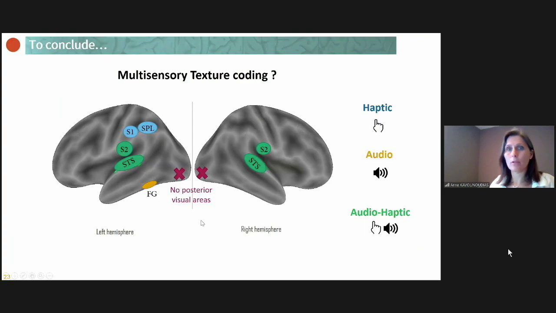In conclusion, this study showed that haptic texture seems to be coded in S1, S2, SPL, and the STS. Auditory texture seems to be coded in S2, STS, and the left fusiform gyrus. But the posterior visual areas found activated during haptic and audio texture exploration are not involved in texture encoding per se. And finally, STS-enhanced S2 would be a heteromodal brain region hosting audio-haptic interaction related to texture information.